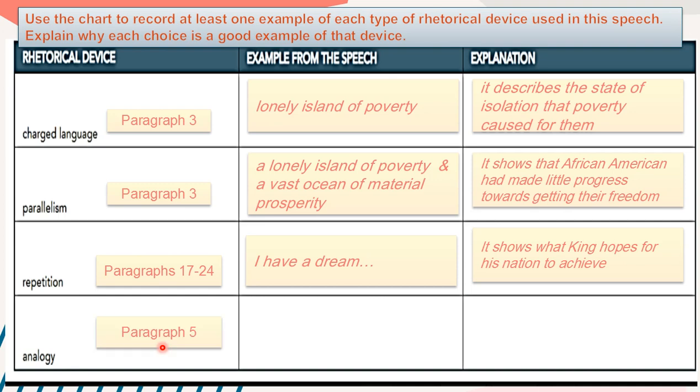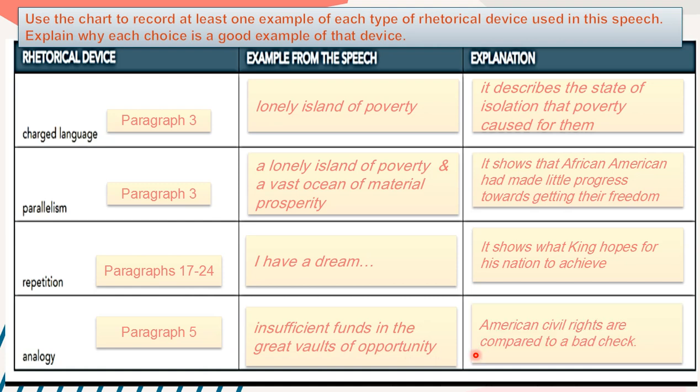Analogy, comparison. Look for that in paragraph 5. When he said insufficient funds in the great vault of opportunity, we have found it in the previous slides. What does this mean? He means that American civil rights are compared to a bad check. It means that they are just writing a check, but they are not giving us the money. So they do not believe that the Bank of Justice is bankrupt.